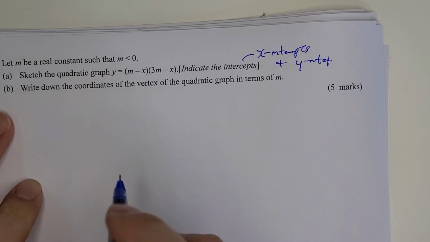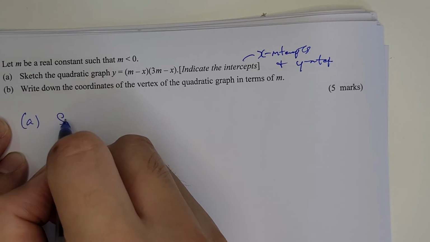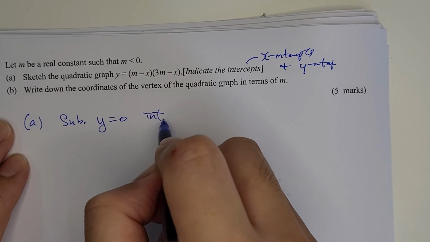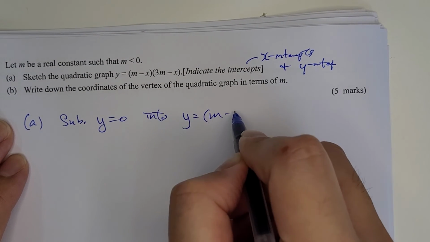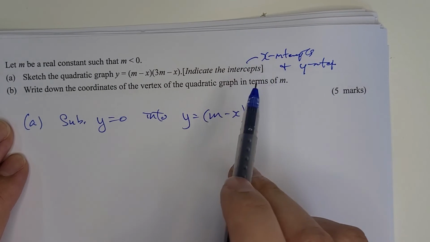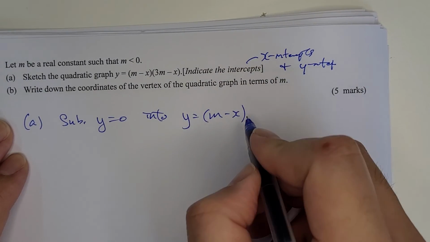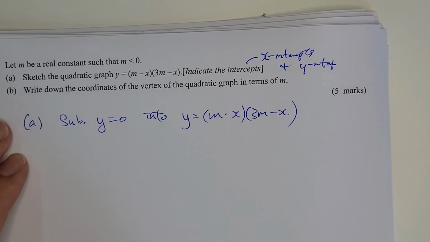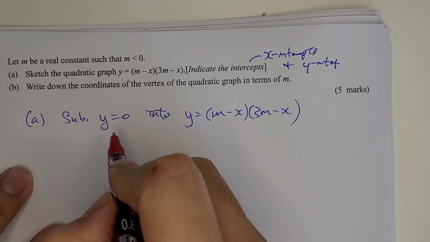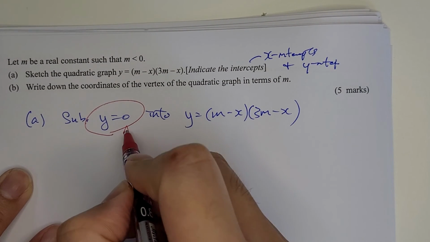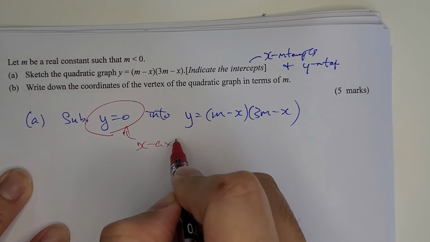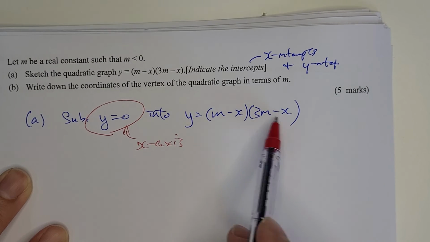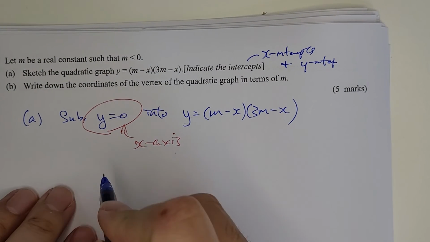So if you want to find the x-intercept, you need to substitute y equals 0 into the equation. Because for the x-intercepts, their y coordinate is 0. So you can substitute y equal to 0 directly to find the corresponding x. Also, y equals 0 is the equation of the x-axis. You are considering the intersection of the curve and the x-axis. So we solve this now.